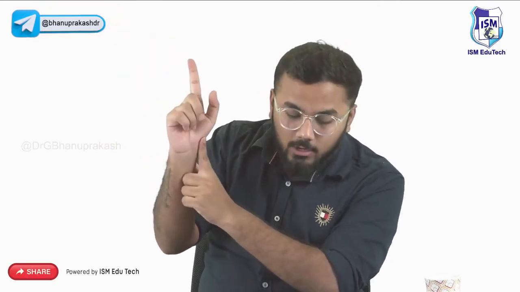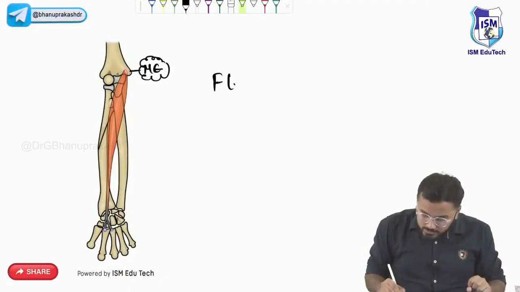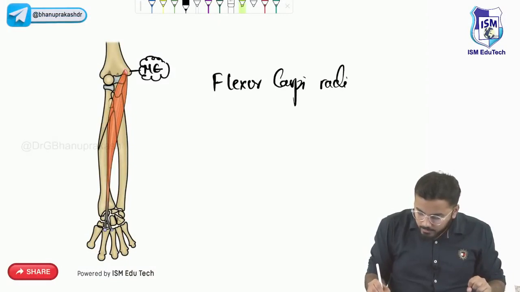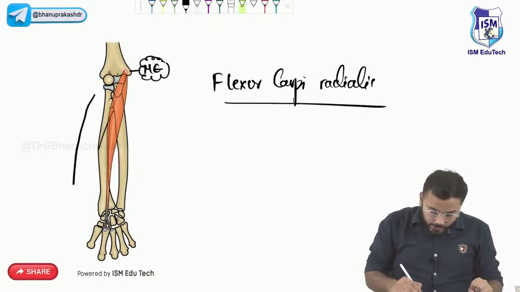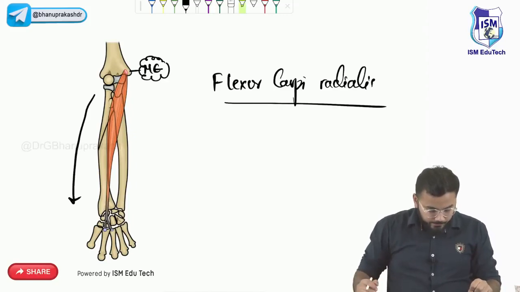So what is this muscle called? It is coming from the flexor origin, so flexor. It is going towards the carpal bones, so carpi. Onto the radial side, so radialis. It is called flexor carpi radialis. As you can look in the picture, this is called flexor carpi radialis, because it is going on to the other side.